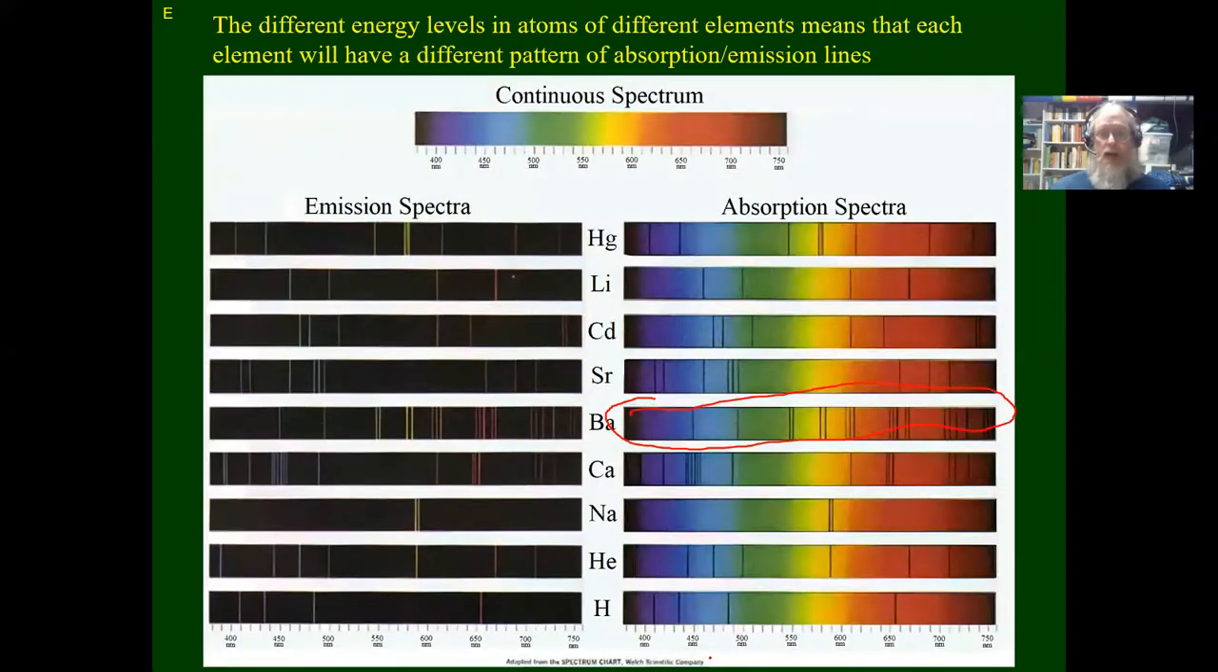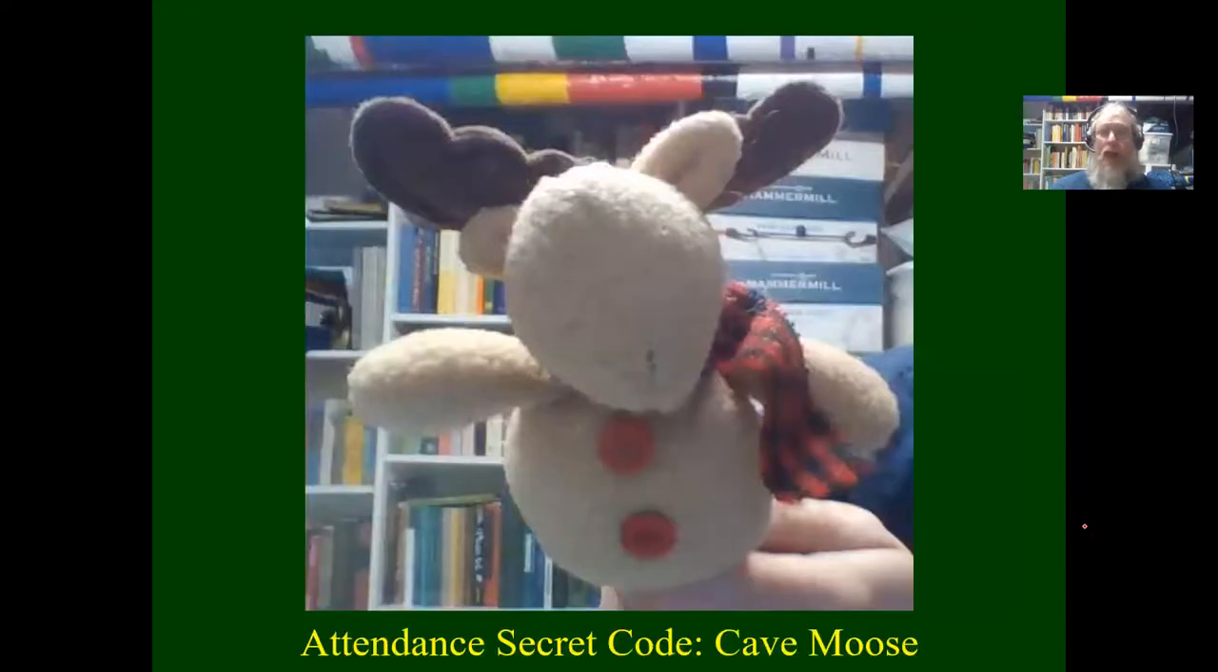But anyway, as it turns out, helium was actually discovered in the spectrum of the sun before it was discovered on Earth. That's actually why it's called helium. So this particular pattern of lines was recognized in the sun as not belonging to any known element on Earth at the time. It was only later that it was discovered here on Earth. But anyway, this is how we can tell what things are made of by examining the light that we get from them. And that brings us to the end of this video and our attendant secret code, cave moose.